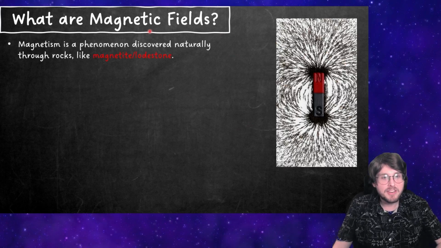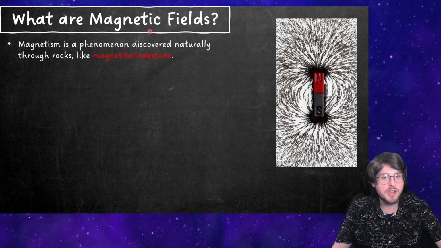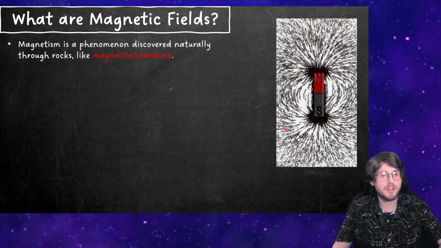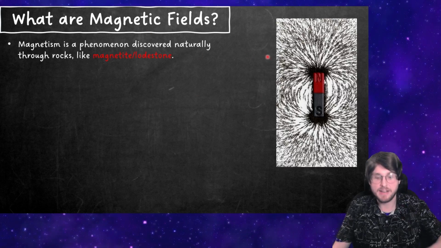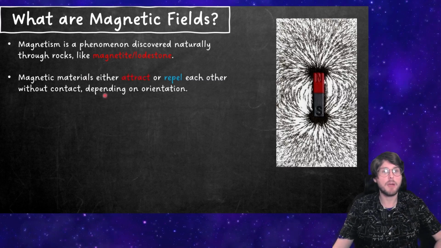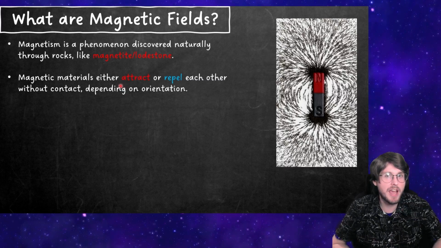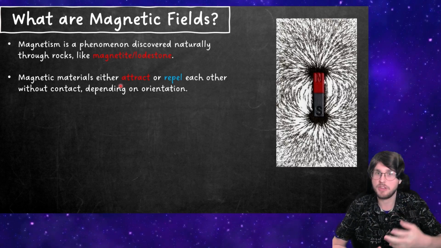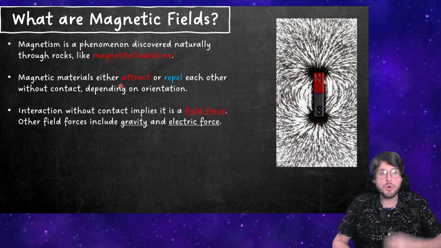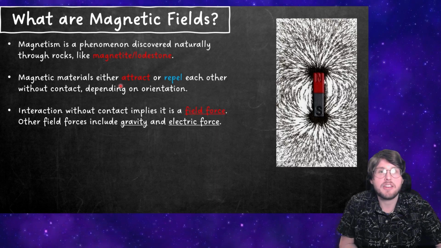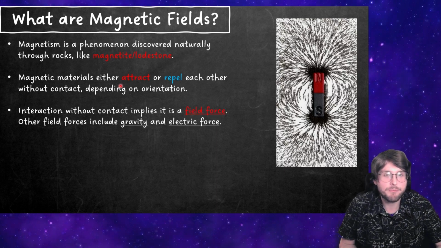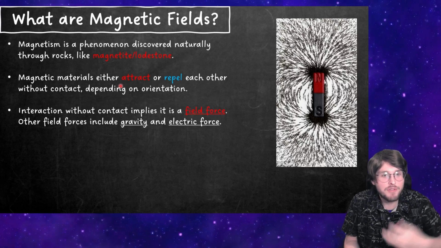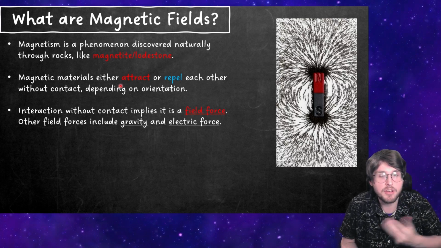See, magnetism is a phenomenon usually discovered through rocks like magnetite or lodestone or anything that allows us to create a permanent magnetic field. Now, magnetic materials, you tend to find pretty quickly either attract or repel each other without contact, depending on the orientation. So that interaction without contact implies that it's a field force. And in physics, we should start to be pretty familiar with a lot of these things. Other field forces include things like gravity and electric force.